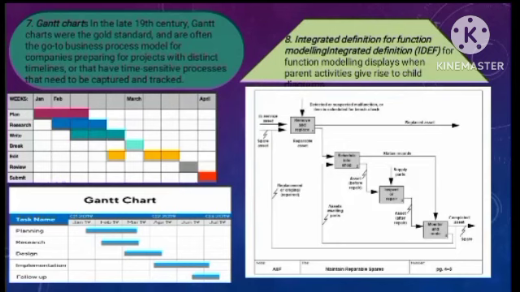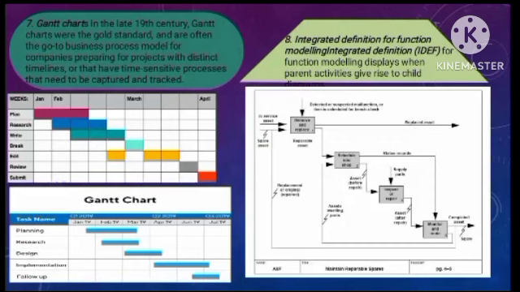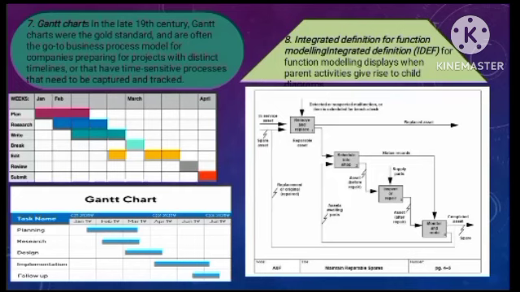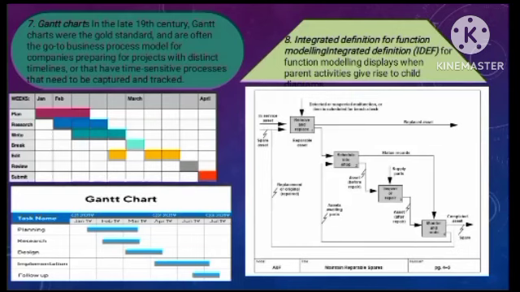So in the late 19th century, Gantt charts were the gold standard and are often the go-to business process model for companies preparing for projects with distinct timelines or that have time-sensitive processes that need to be captured and tracked. So I know that you are all aware of this type of chart, which is the Gantt chart, because in some feasibility studies, or mostly of the feasibility study that we've taken, we use the Gantt chart.